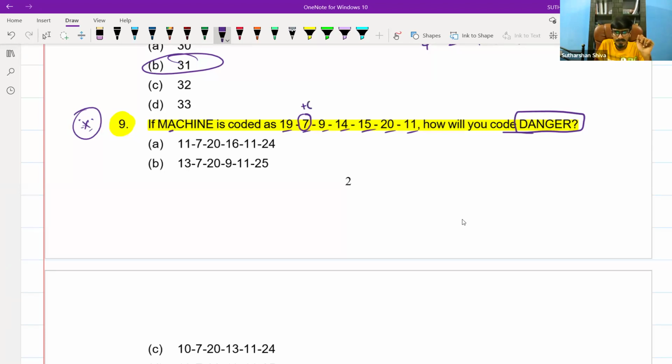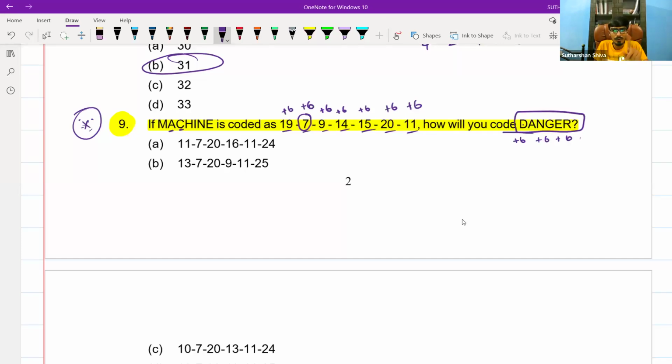It means A is 1. If I add plus 6, it will become 7. Then C is 3. If I add plus 6, it will become 9. In the same way, A, B, C, D, E, F, G, H. H is my 8th letter. From the 8th letter, if I add 6, it will become 14. Everything in the sequence is forming in the ratio of plus 6, plus 6, plus 6. The same is applicable here. Every item should be added by plus 6.